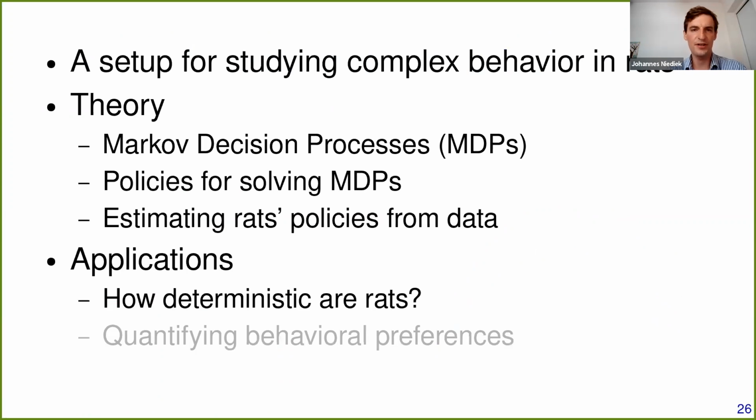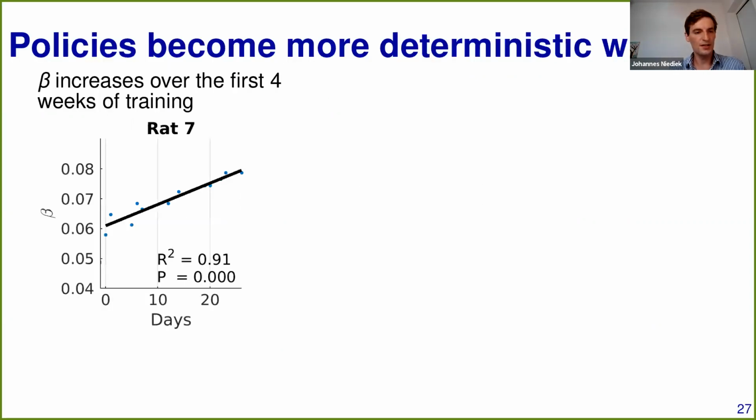And now we can really go to the data and ask some questions about the behavior of the rats. We want to know how deterministic the rats are. And we immediately look at this over time. So we look at the first 4 weeks of rats training in the arena. And for every day, we computed the best fitting beta parameter for, in this case, 1 rat. Every dot in the plot is this best fitting beta parameter. And you can clearly see that there's a nice increase over time. And it's almost a linear line.